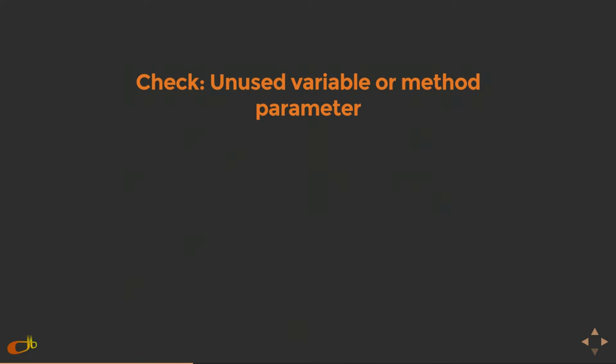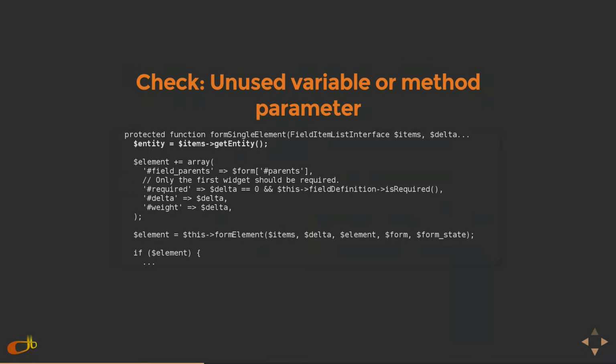Here's another example. Unused variable or method parameter. Take a look at the second line here. The variable entity is assigned, but it's never used. I'm cutting off some of the lines of the method here, but this variable is never used. We'll go into more detail later as to why this is a problem, but on a very basic level, these are the types of spell checks, if you will, that a static analysis tool is going to do.